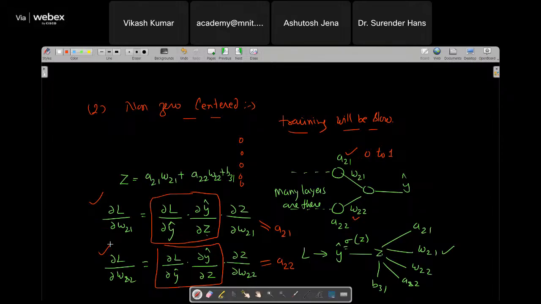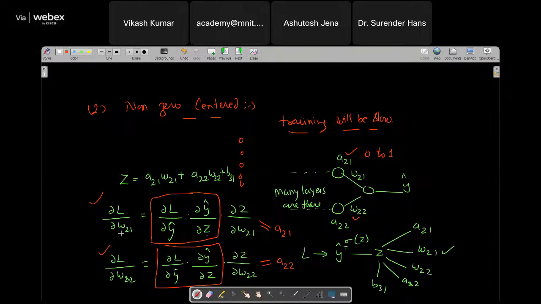Clear? So that depends upon this common term. If this common term is positive, then the gradient will be positive. And if this common term is negative, then the gradient will be negative, just because of this common term. So now we need to manipulate the weights so that we can minimize the loss function.